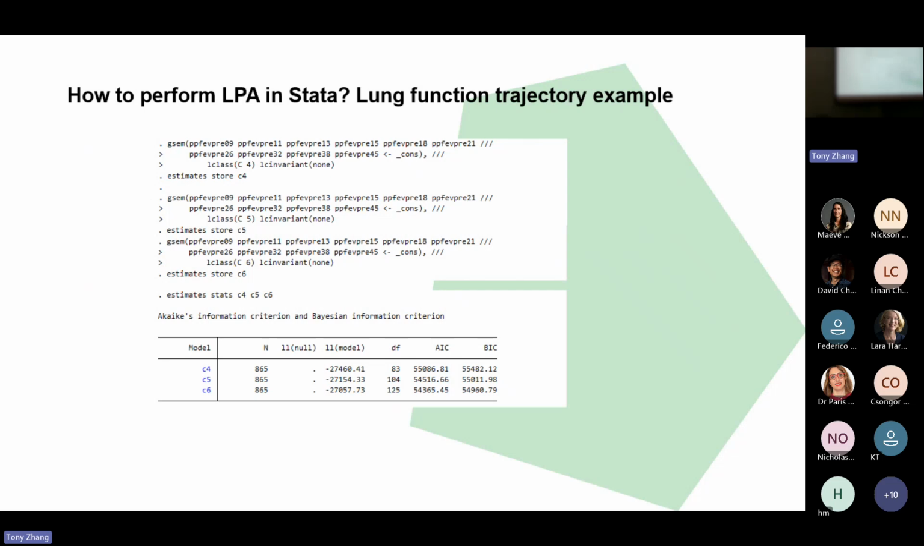This is how we store the model fit statistics and also summarize them in a single table, right? So basically here we just run the 4-class, 5-class, 6-class model, and we store the AIC and the BIC, and then we just present them in a single table, right? So this will help us to do the model evaluation.